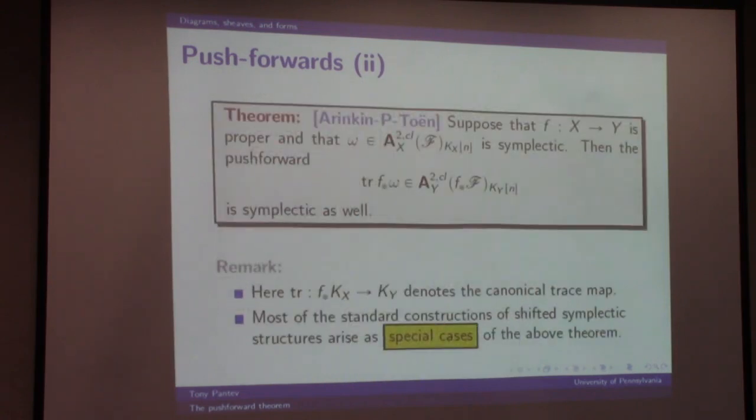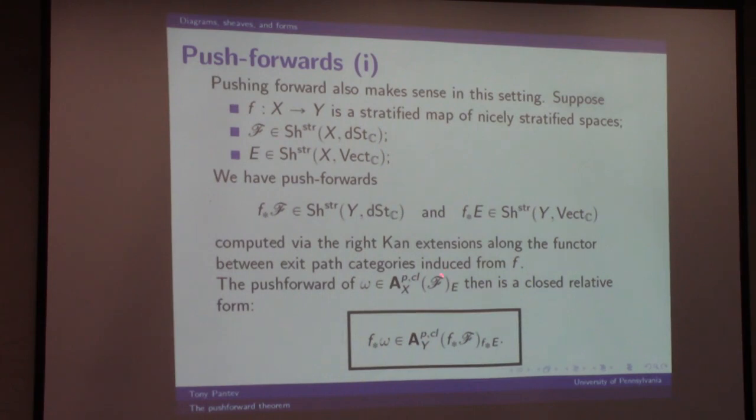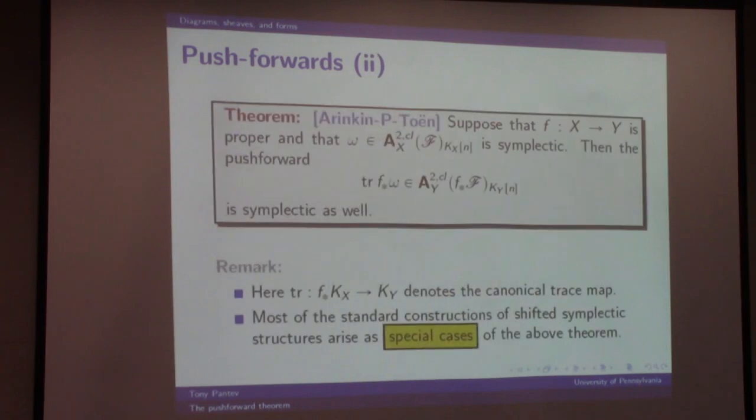And if you have a relative form on the guy upstairs with values in E, then you can push it forward, and you get a relative form on the push forward of the family of spaces with coefficients in the push forward of the family of vector spaces. And the theorem is that this preserves non-degeneracy, preserves symplecticity. So if you take a proper map between stratified spaces and you take a non-degenerate two-form with coefficients in the dual Isaac sheaf, you can push it forward, and then you can use the trace map between the dual Isaac complexes to get an n-shifted two-form on the push-forward family of stacks. And the claim is that if the guy upstairs is symplectic, the guy downstairs is symplectic.